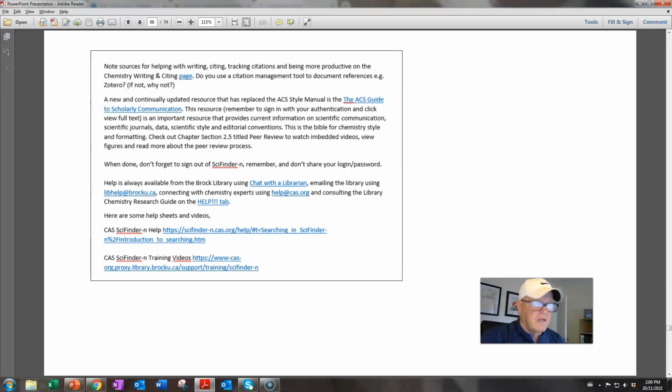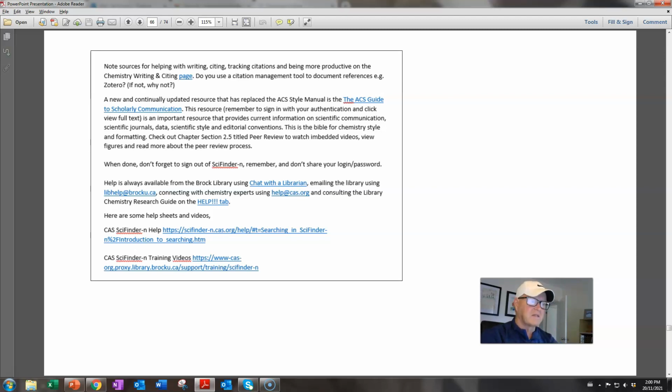Some information between 8 and 9. It says notes for writing and helping are on the writing and citing page. I asked, if you don't have a citation management system, why not use Zotero? We'd love to show you how to use that. The ACS Guide to Scholarly Communication, I've shown you that. Section 2.5 talks about what peer review means, so it's a great way of looking at the literature through a chemistry lens.